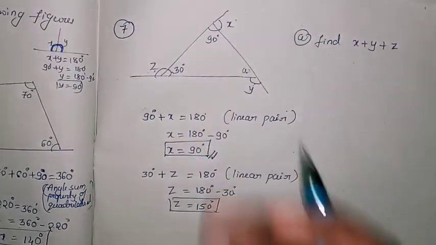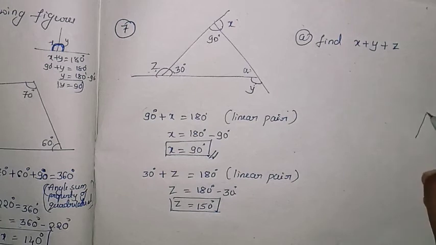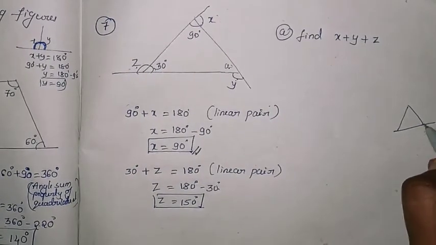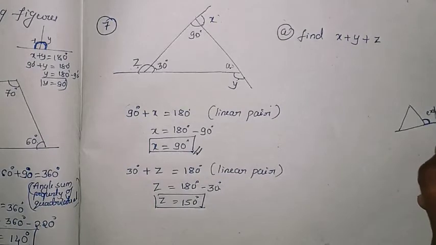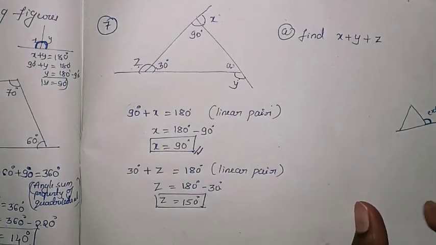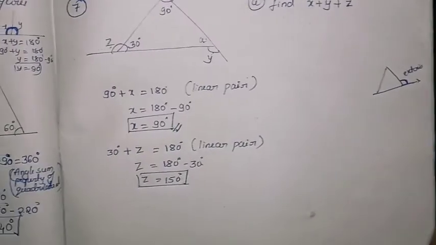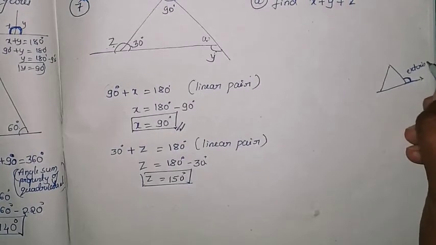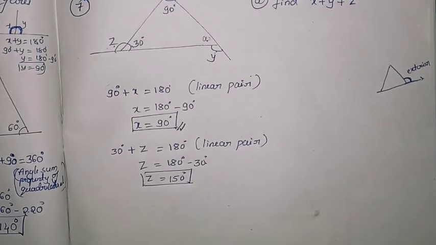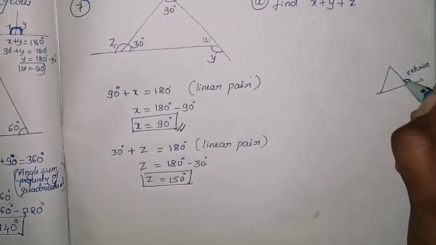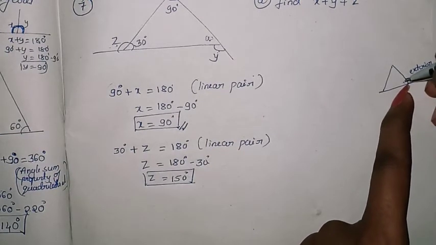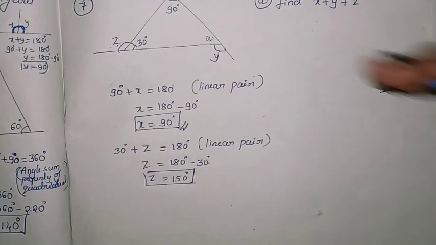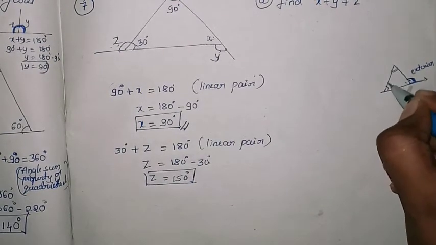There is another method to solve if there is any triangle. If there is any triangle which is extended by one side, and an angle is formed here, this is called an exterior angle. Interior means inside, exterior means outside. The angle formed outside the triangle is the exterior angle. And the interior opposite angles are these two: this one is adjacent, nearer to this, and for this, the opposite ones are the cross ones.